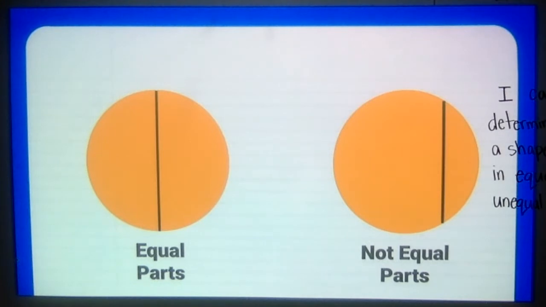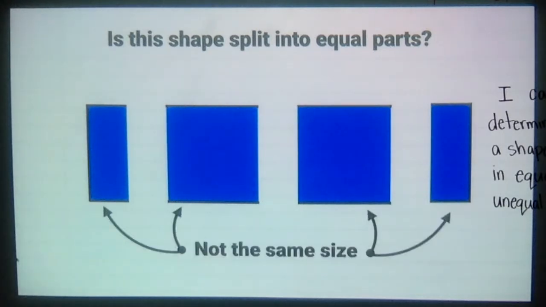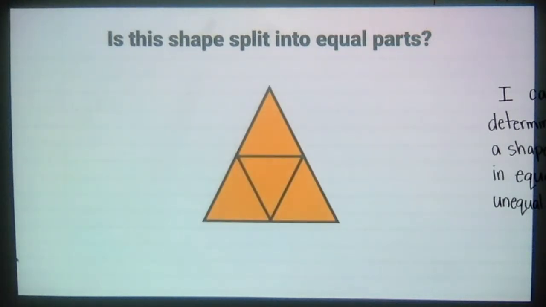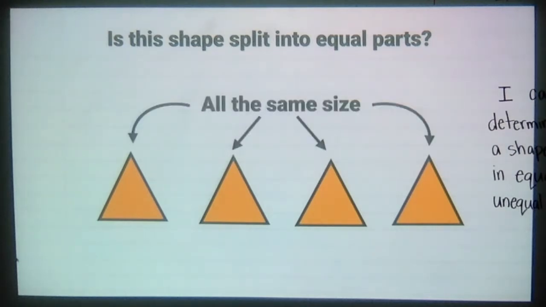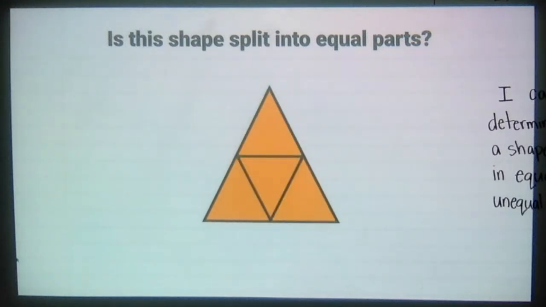Now that we've seen this example, let's look at this shape and identify if it's split into equal parts. Well, we can see that not all of the parts are the same size, so this shape is not split into equal parts. If we take a look at this triangle and split it up into its different parts, you might notice, well, this one is pointing in a different direction. But if we were to just spin it around, we can see that all of these parts are the same size. Therefore, this shape is split into equal parts. We could say this triangle is split into 4 equal parts.